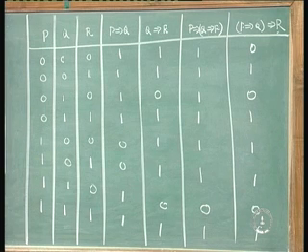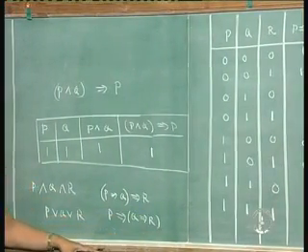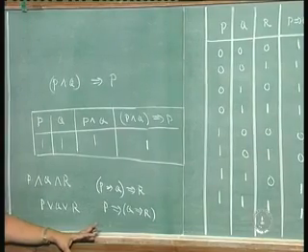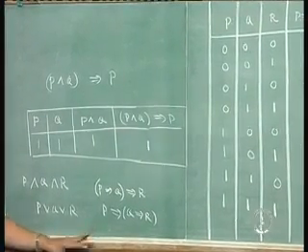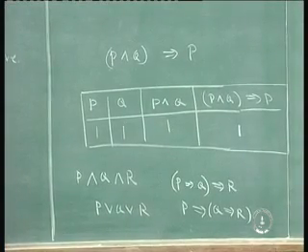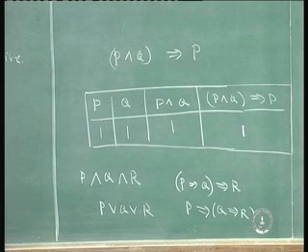So, it very much depends upon how you interpret this value. That is, whether you are going to put the parenthesis here or parenthesis here, the meaning becomes entirely different. So, implication is not associative, and you have to be careful when you write an expression of the form P implies Q implies R. You have to put parenthesis in a proper manner.